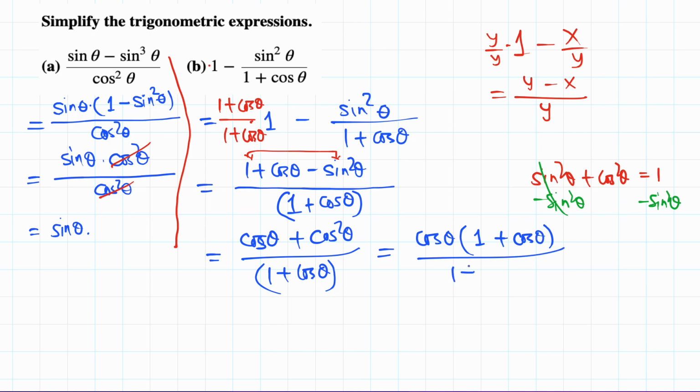All over 1 plus cosine theta on the bottom. Now as a quantity, the whole 1 plus cosine, 1 plus cosine, they cancel. That leaves just cosine theta over 1, or simply cosine theta, final.